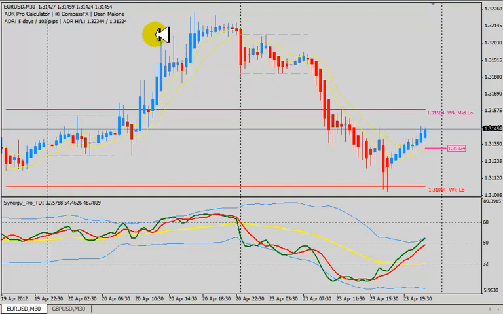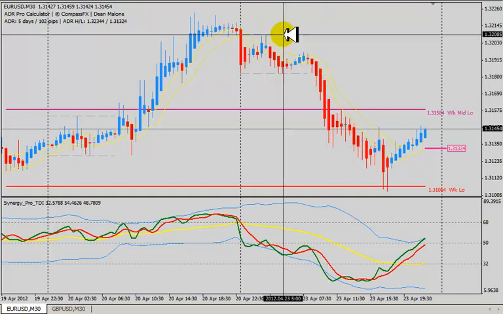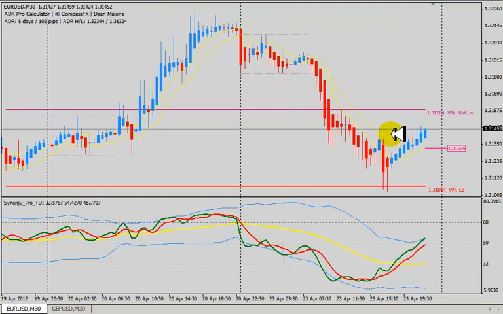Well, if you take a look up top, I've got my average daily range pro calculator running, and you can see that the 5-day average daily range is 102 pips. So oftentimes as I trade, like I did today in my active trade room, when I stepped in this morning and the market was sitting down in this area, the market had moved about 80 pips or so. And the market started making a move back up.